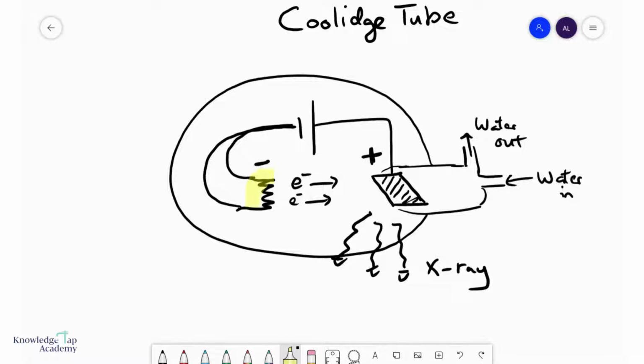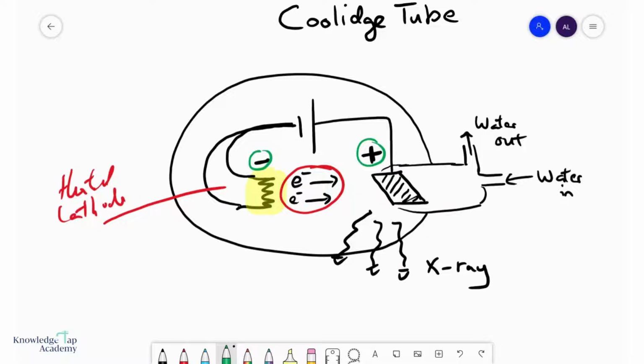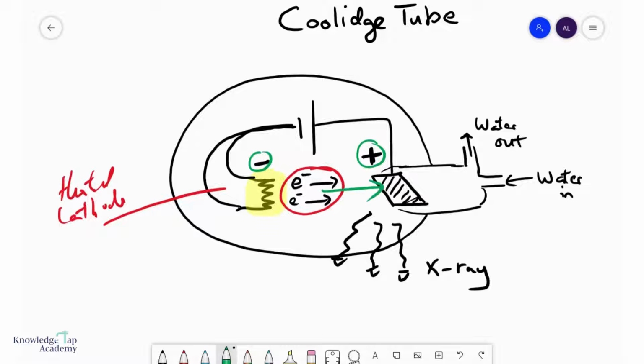Let me first bring your attention to this. This is a heated cathode. Okay, a heated cathode is just something that can produce electrons. And so these electrons are going to be emitted from the cathode. And so you can see, I applied a potential difference, like so. And so these will accelerate these electrons to bombard with this metal over here.